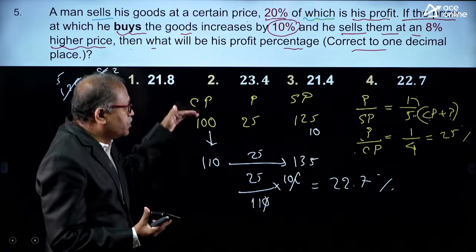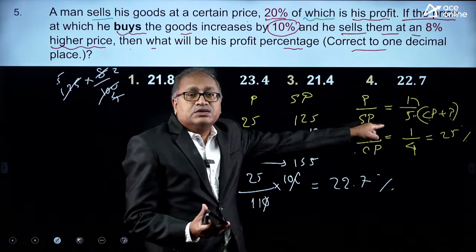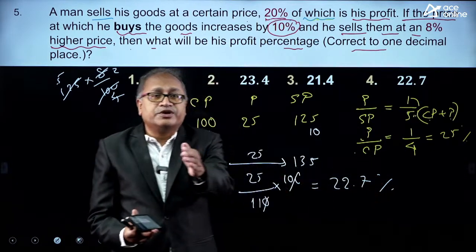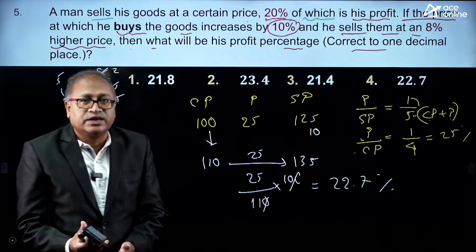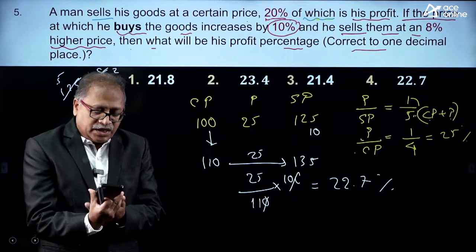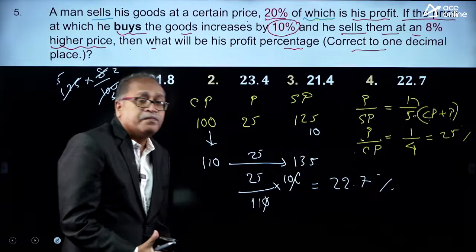But everyone, I hope you are understanding the structure. First, the profit is given on selling price, that has to be converted to cost price. If the cost price is 100, the rest you understand. Okay, well done, sir. I am moving on to the next question.